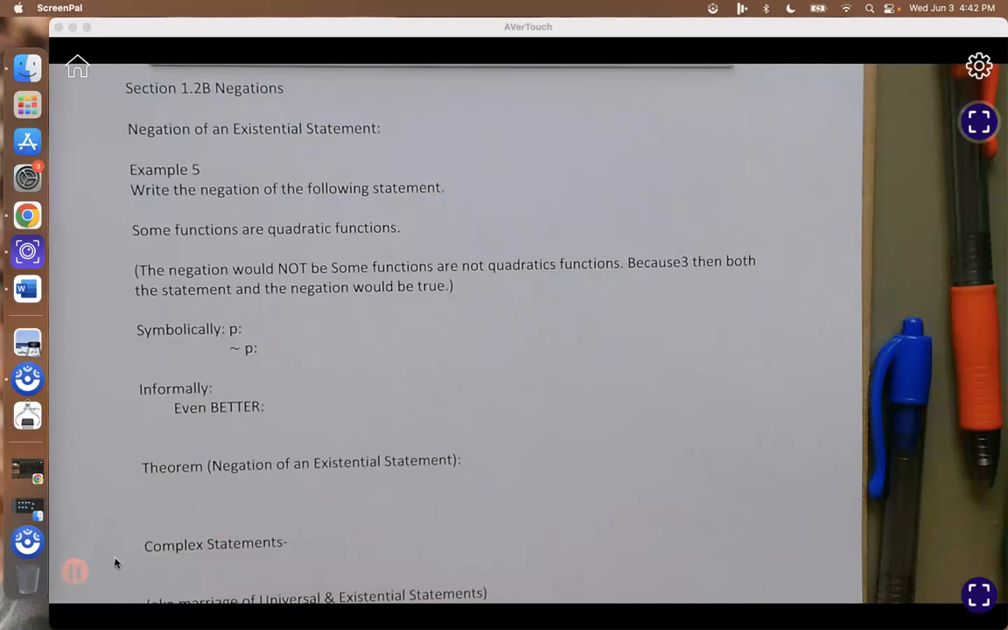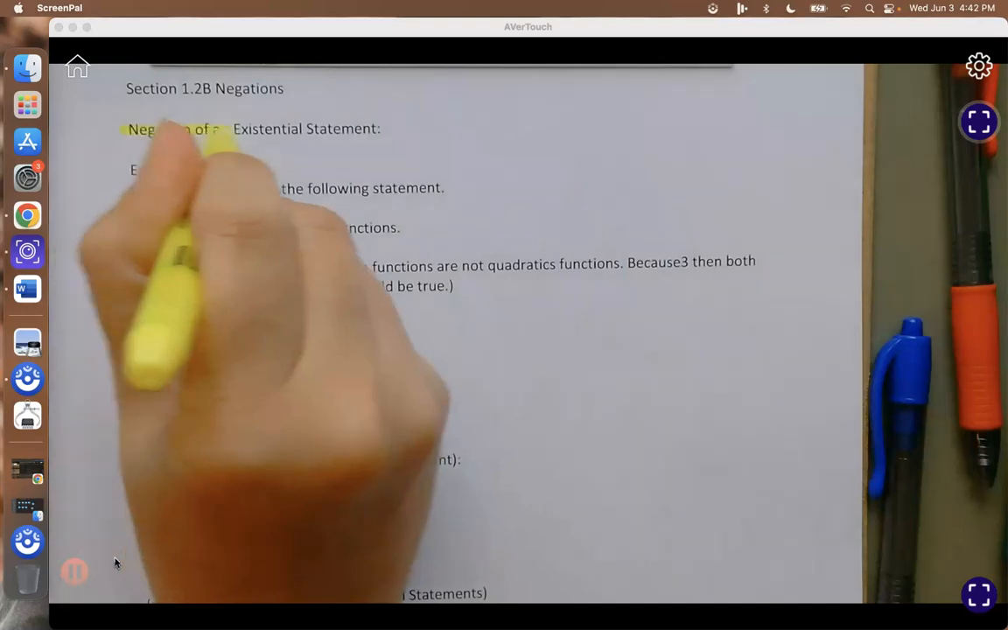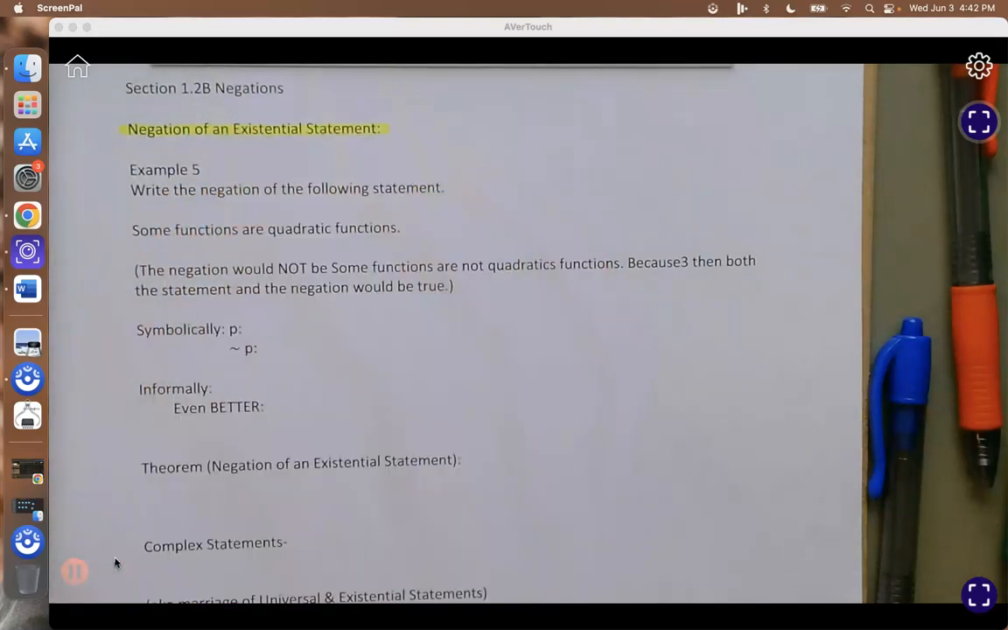Alright guys, so today we're going to continue our talk of negations, and we kind of touched on this already about the negation of an existential statement. So, example 5. Negation of an existential statement. Write the negation of the following statement. Some functions are quadratic functions.